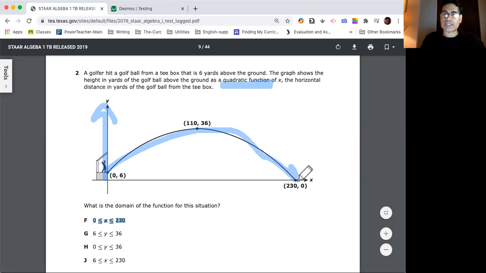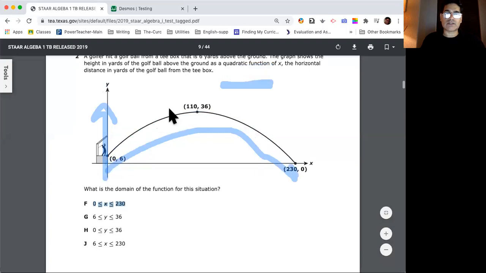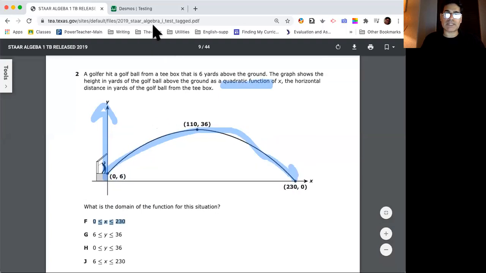Now, the horizontal distance, it says here, the graph shows the height in yards of the golf ball above the ground as a quadratic function of x, the horizontal distance in yards of the ball from the tree box. So, reading here, what I'm looking at is the question asking me, the question is down here, the prompt, if you will. What is being asked? What is the domain of the function for this situation?